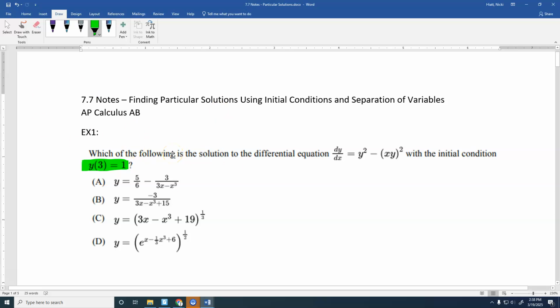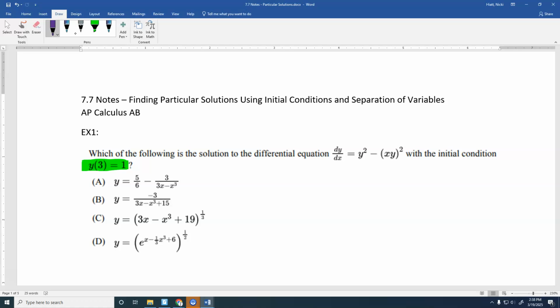Today we're mostly looking at just how to do this. Tomorrow we'll look at where it applies. So the first part of all of these problems is exactly what you were doing yesterday. You need to separate your variables and integrate.